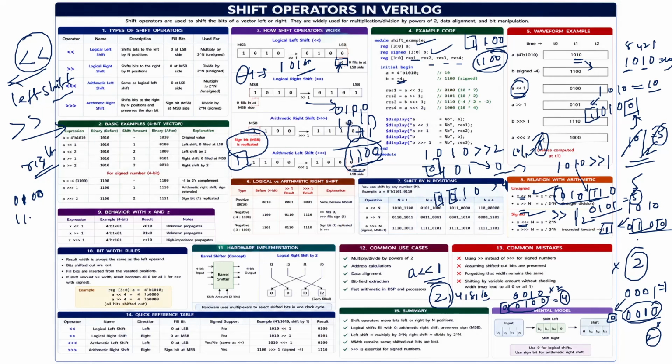Take 0, 1, 0, 0. Do the ones complement here: 1, 0, 1, 1, plus 1 you can add. Then that is the 2's complement number, 1, 1, 0, 0. This is the 2's complement of minus 4. Okay, this is the value we are getting.